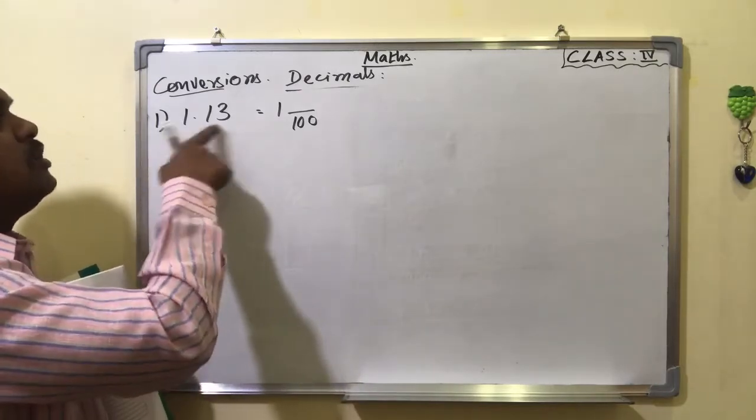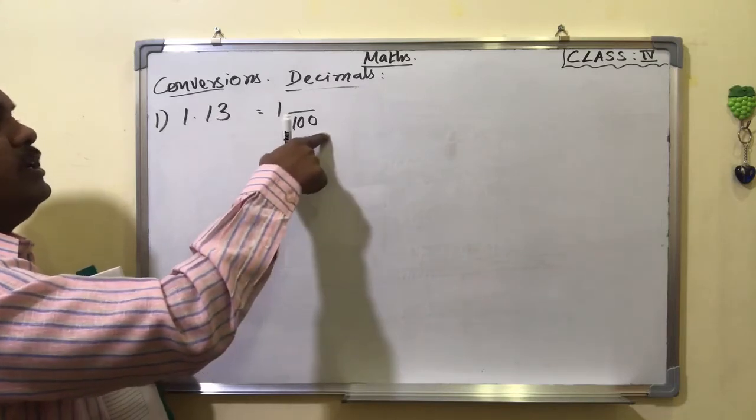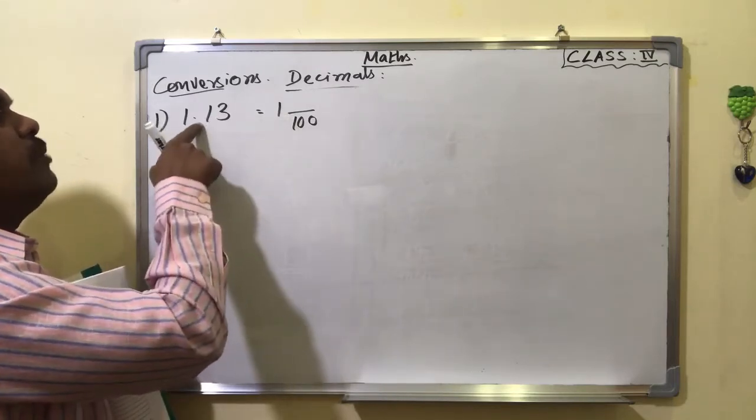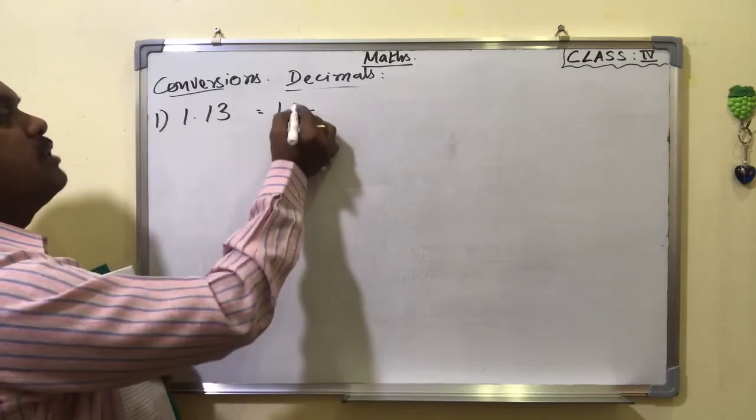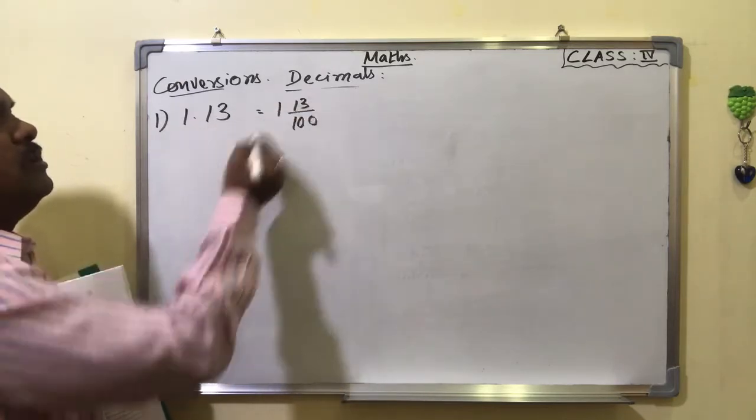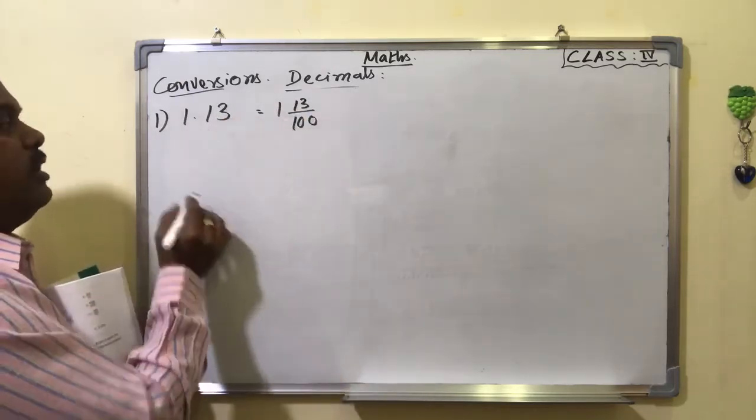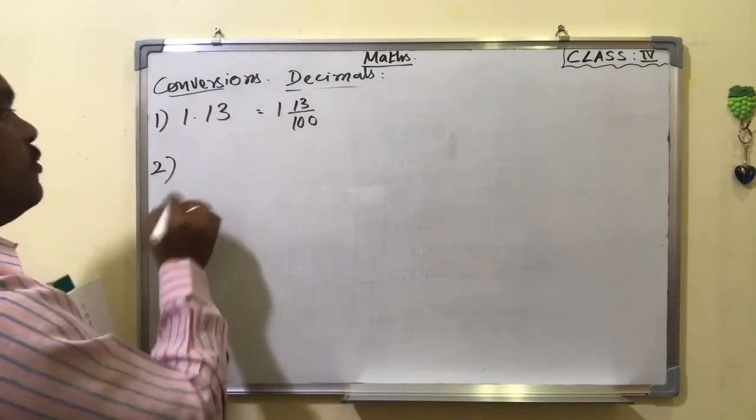First, 2 places, so the denominator should be 100. Then whatever numbers are present after the point, just write them: 13. So 1 13 by 100, that is 1 and 13 by 100. Second question. Then you will understand everything.